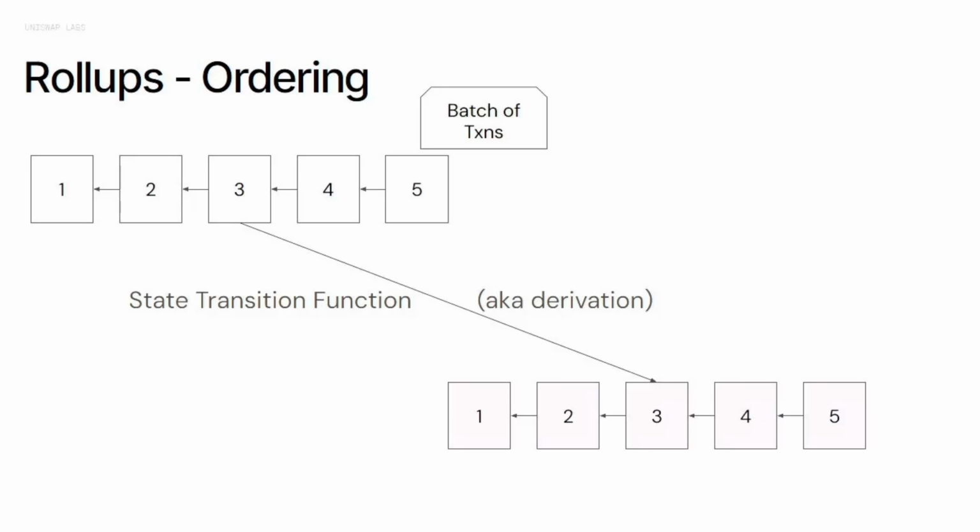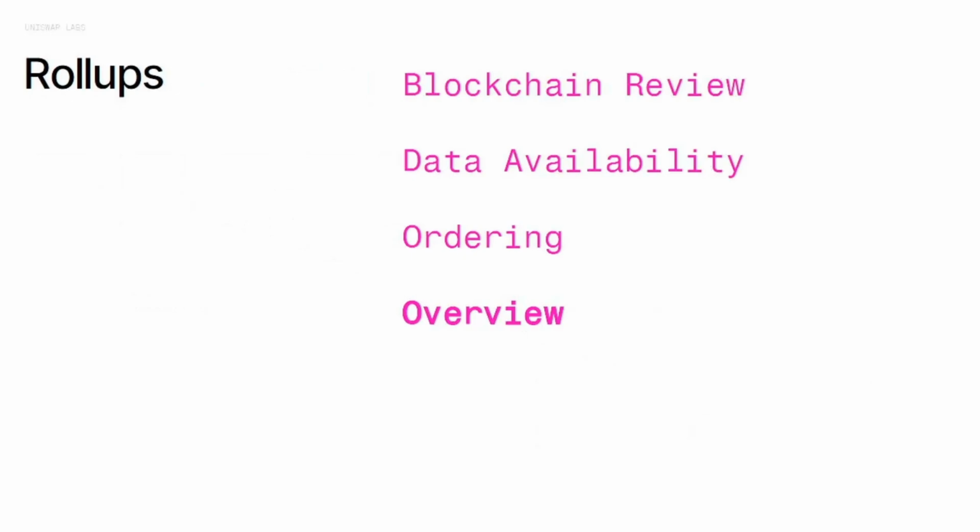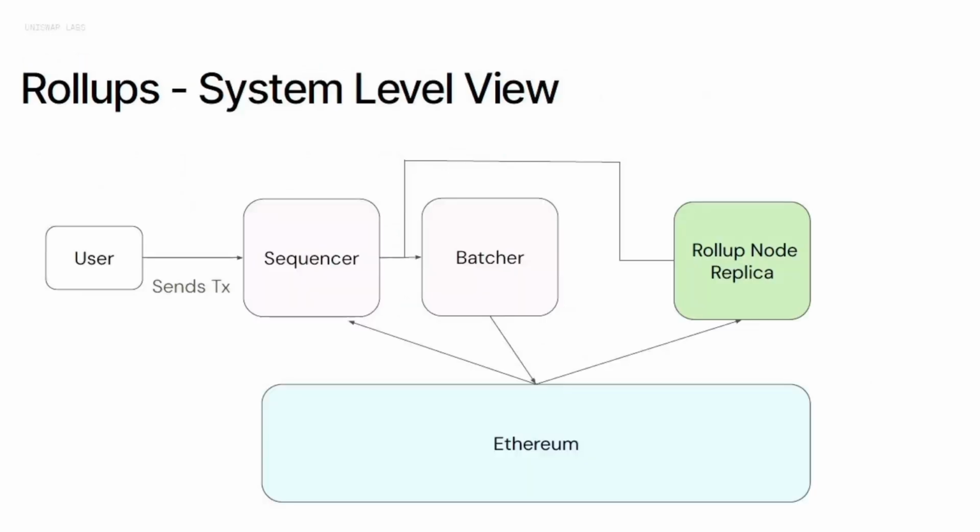And so now, when the rollup's looking at Ethereum, it also sees this batch of transactions in addition to the user deposits, and uses that to create the rollup. And then, again, this is a state transition function. You'll also often see the word derivation because it's deriving the layer 2 chain from Ethereum. Okay. Now we have this kind of system level view putting it together.